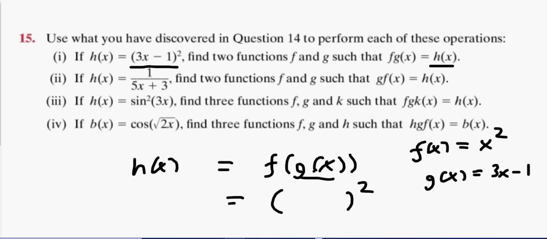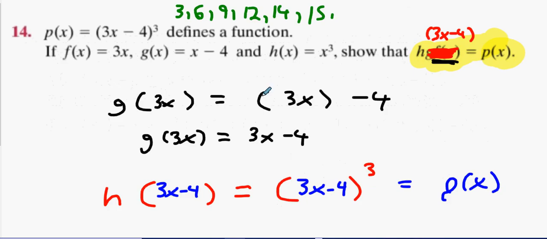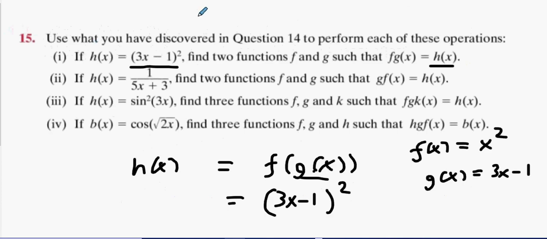Check it out. Alright? What is f of the g function would be squared using the g function. That's what they want you to do. They sort of want you to go backwards. So in question 14, we discovered that this function is the same as these three functions combined. So what they want us to do is to give us p of x, and they want us to deconstruct it into 2 or 3 different functions.